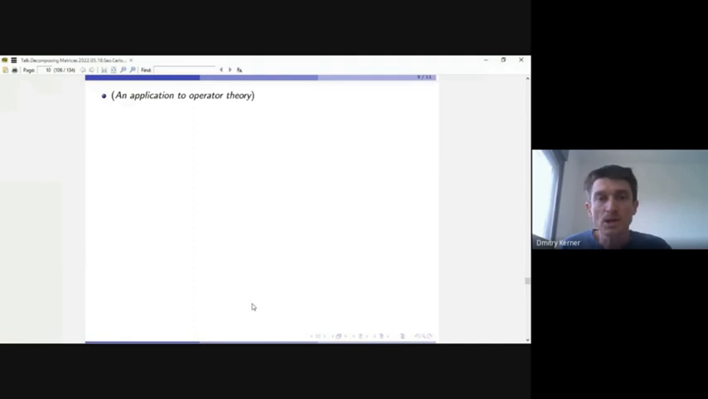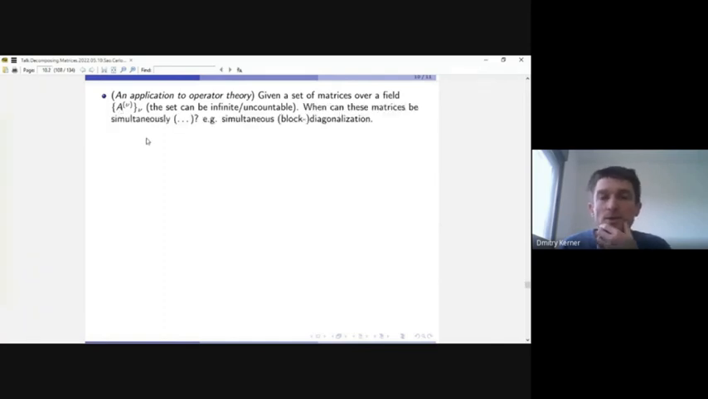Well, and now some applications. So let's start with application to operator theory. The traditional question there is if we are given a set of matrices over a field. Here are matrices of constants. When can these matrices be simultaneously, for example, diagonalized or brought to some particular form? This set can be finite or infinite, even uncountable.